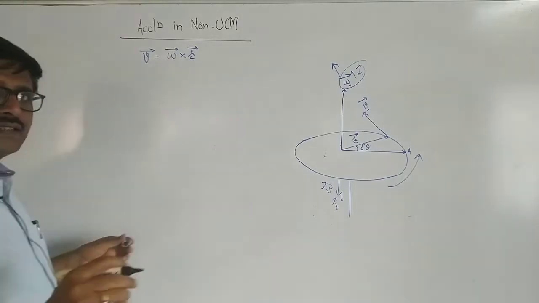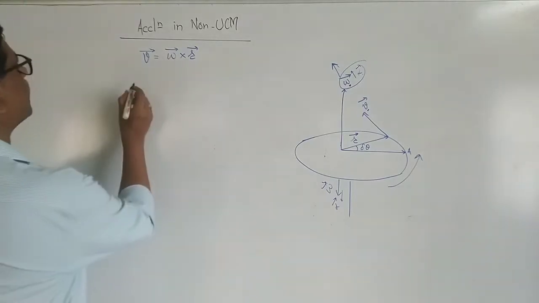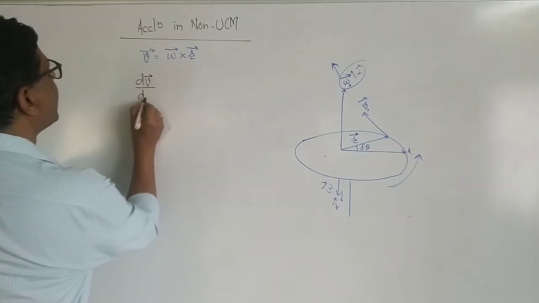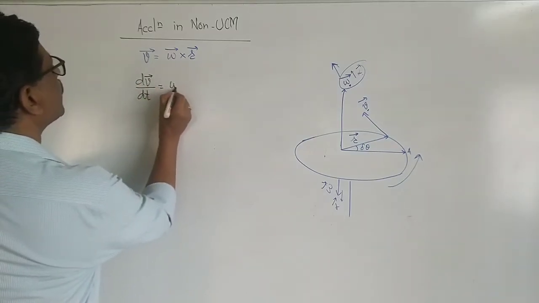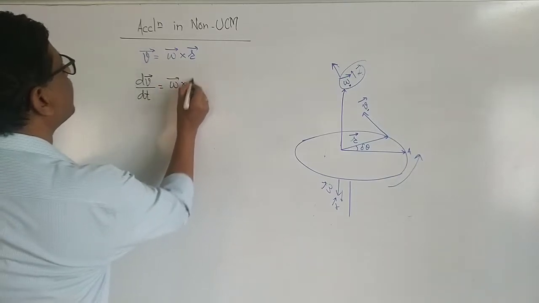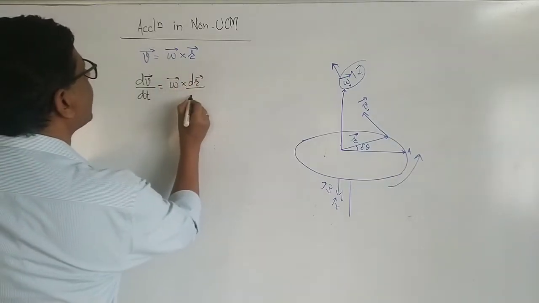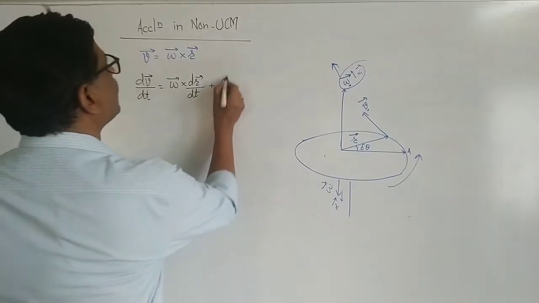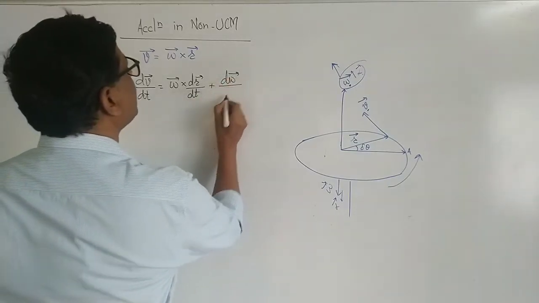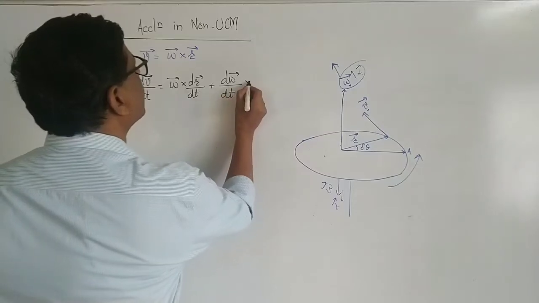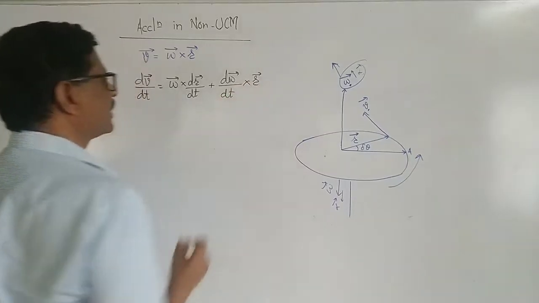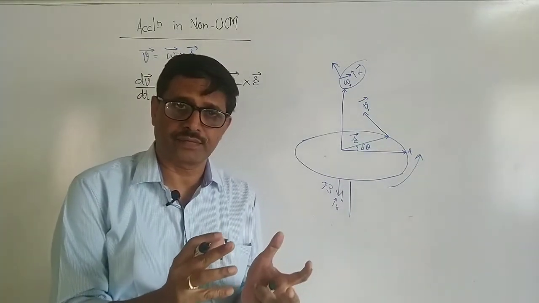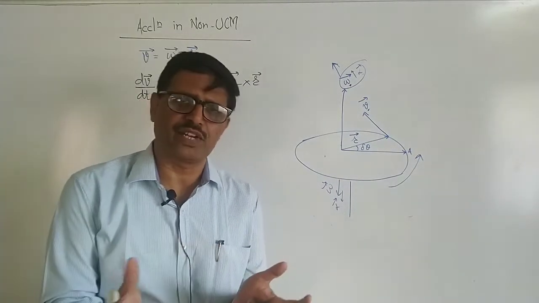Here, with a little mathematics by the calculus method, the rate of change of the linear velocity dv by dt is equal to: the first variable is kept constant, the derivative of the second, dr by dt, plus the derivative of the first variable, d omega by dt, with the second variable kept constant. Here I am calling omega a variable.